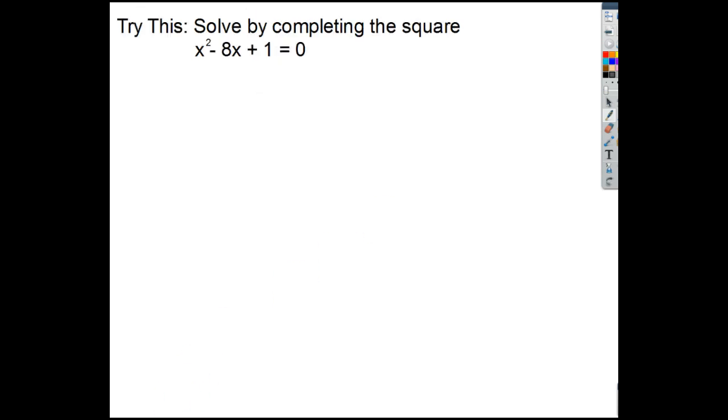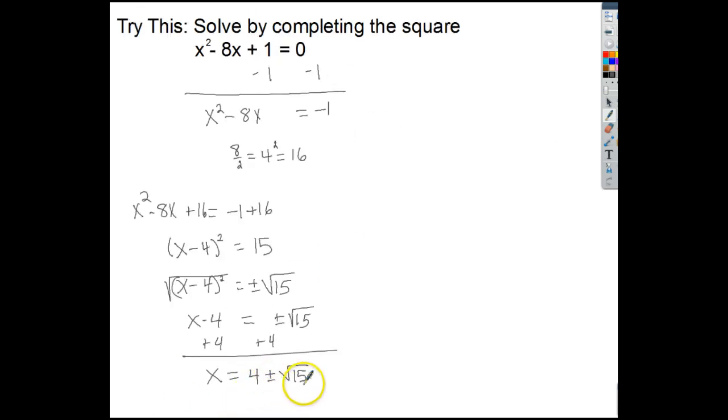You try this one. Okay, we should have gotten 4 plus or minus the square root of 15. Working through this really quick, let's look at this. We want to see if this is the right constant for this to be a perfect square trinomial, and in our minds we would say 8 divided by 2 equals 4 squared equals 16. We need to see 16 here. It's not 16, so we get the 1 out of the way by subtracting it from both sides. And then we do this work.